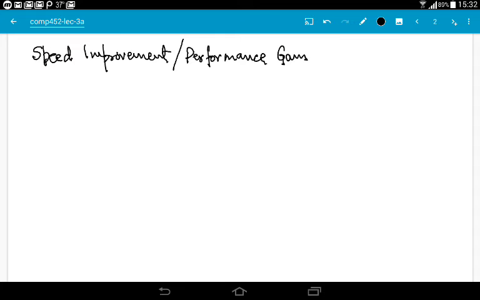Performance gain. What's the performance gain? It is equal to 2n divided by 2 plus 0.5 into n minus 1. That's the gain that we get. Now let's see what happens when n becomes very large.